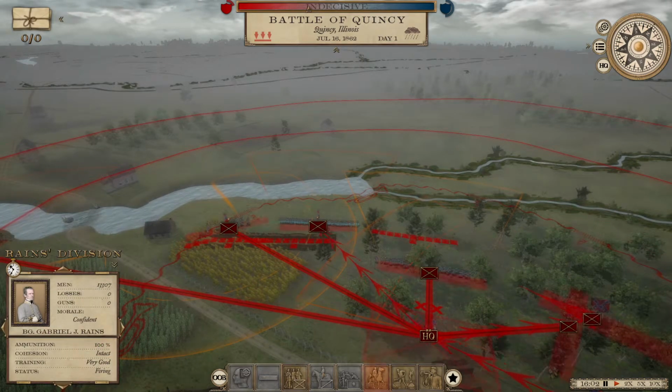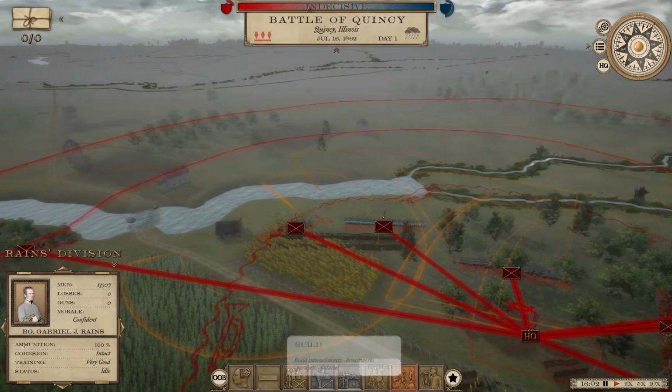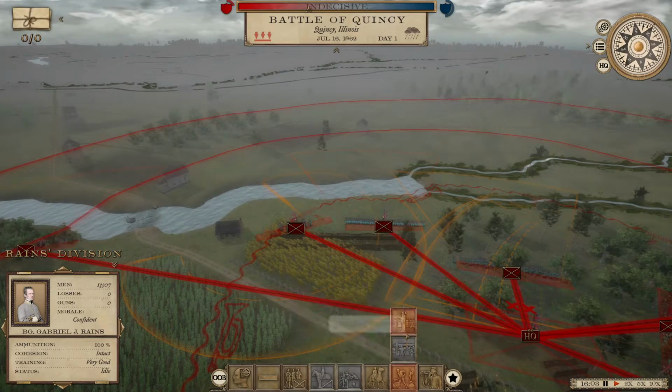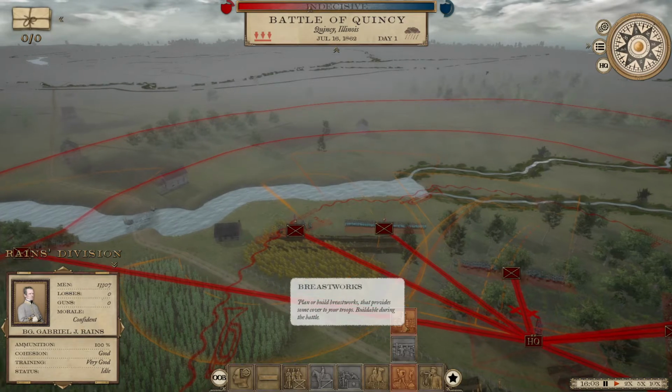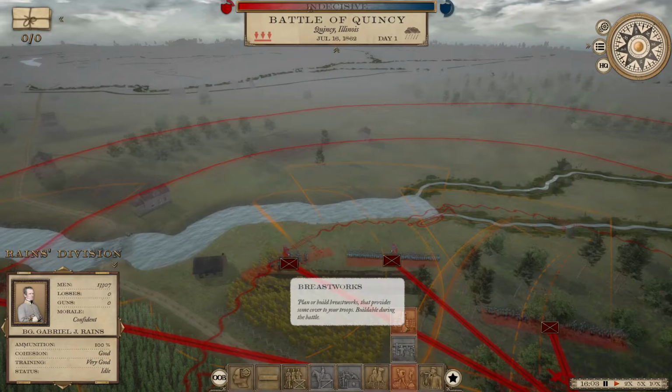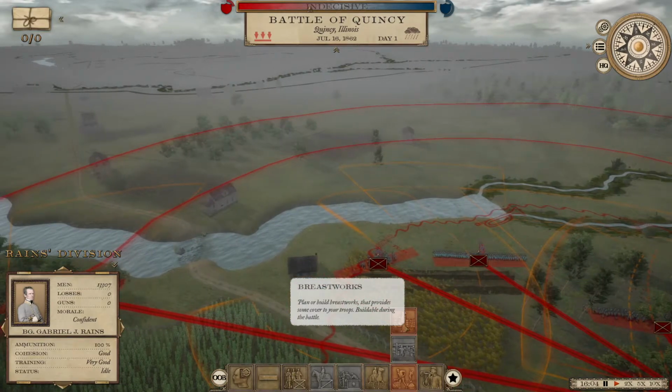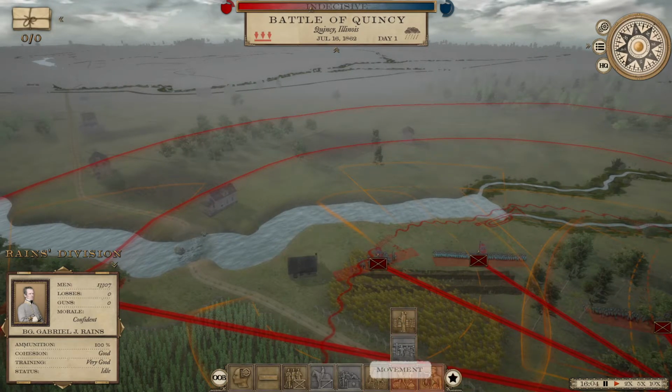What else can you do? Well, orders are going out, so maybe we'll look at other things. I don't think I can actually do this right now. I tried it in a previous battle. It did not work. The actual building of breastworks, I'll have guys that look like they're doing it, but they won't actually do it. So I'm not going to do that here.